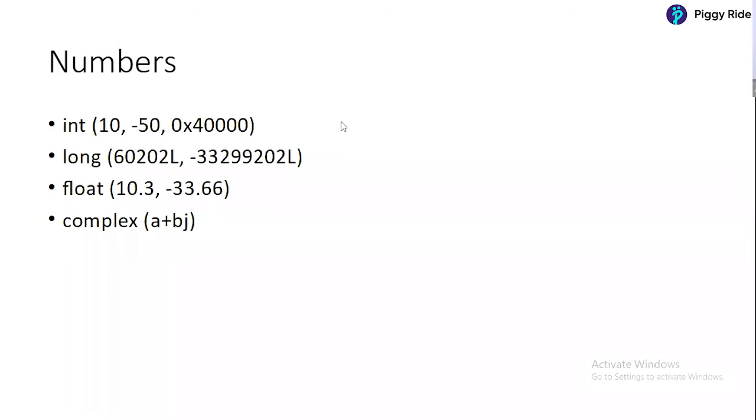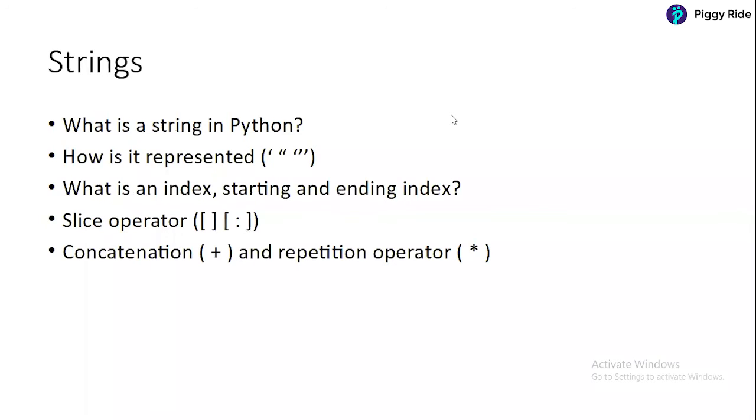Okay, sir. See, this is the type of number. Now you go inside the numbers. What is there inside? Integer, long, float, complex. Correct? Yes, sir. Integer means 10, 5, minus 50. Long is a very large number. Float is a decimal number. And complex means very, very complex numbers. Correct? Yes, sir.